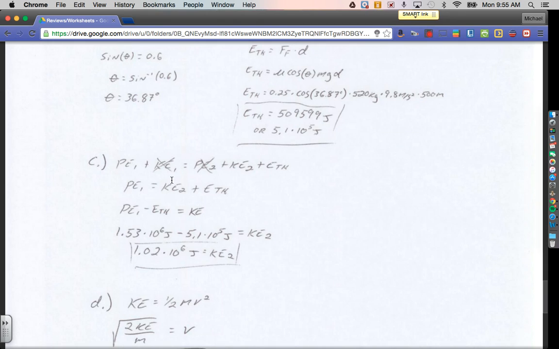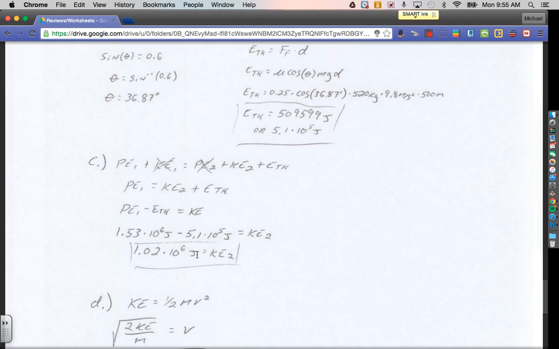I'm solving for the kinetic energy, so I'm going to subtract thermal energy over to the left side, and we already solved for the initial potential energy, 1.53 times 10 to the 6 joules, minus the thermal energy, which we just solved for in part B, 5.1 times 10 to the 5th joules. And when I solve, I get 1.02 times 10 to the 6th joules for kinetic energy.